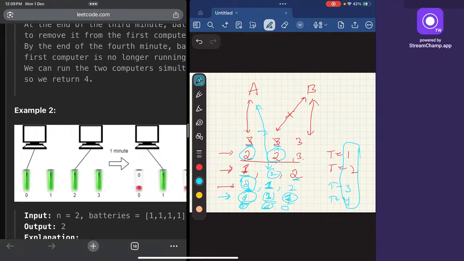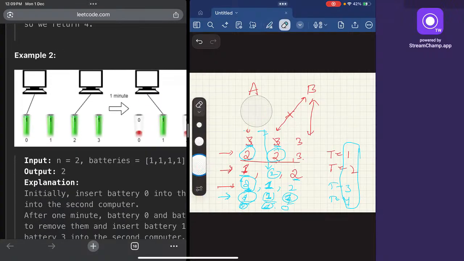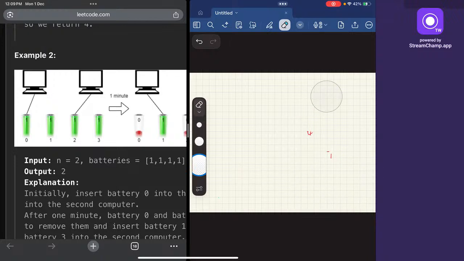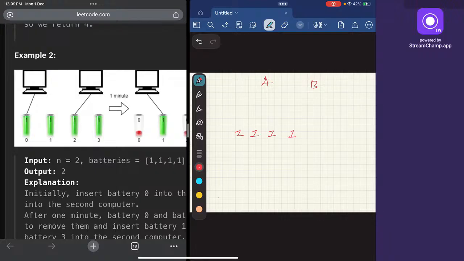Let's see another example. We have two computers, A and B. Let me change the pen's color, A and B. So we have 4 batteries, 1 2 3 4, with the count 1 1. We'll connect first battery 1 with A, battery 2 with B. Now we will run for 1 minute. The battery percentage will drop by 1, and these batteries are not connected, the last 2 batteries.